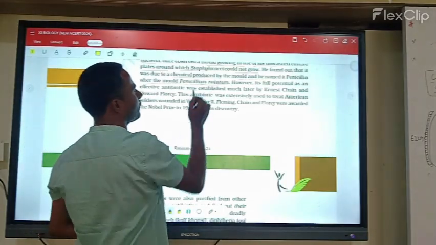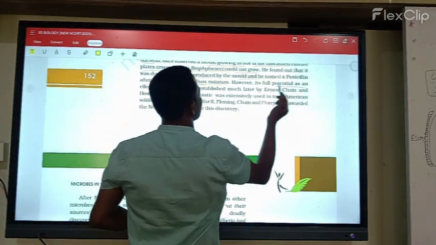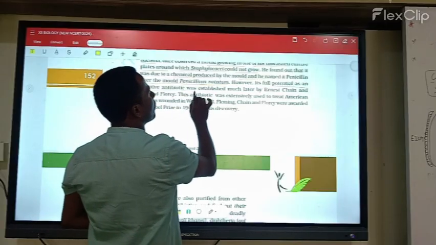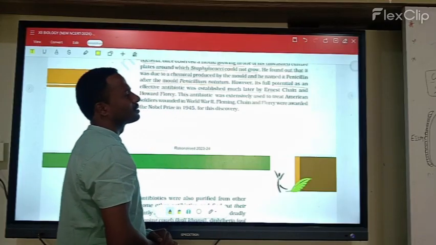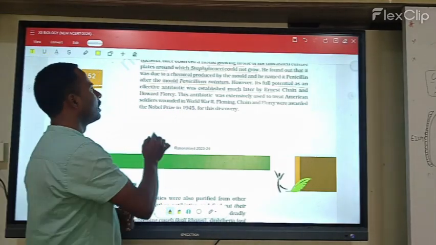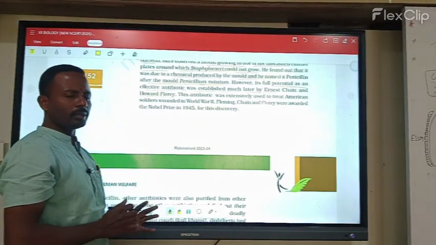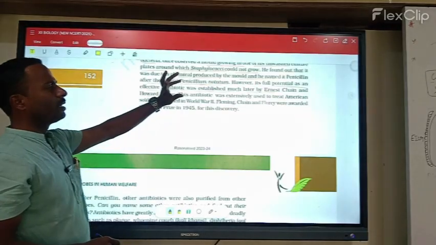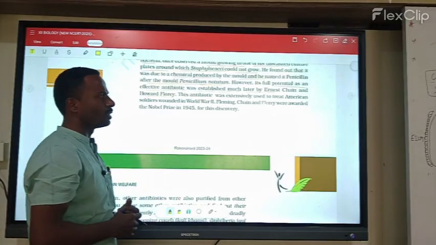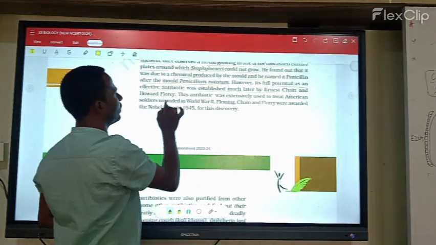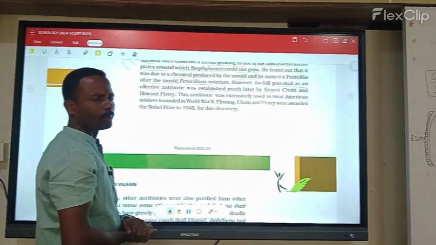The name is what? Penicillium notatum. However, the full potential of penicillin as an effective antibiotic was established much later by the scientists Ernest Chain and Howard Florey. Both scientists did a series of experiments on the antibiotic.